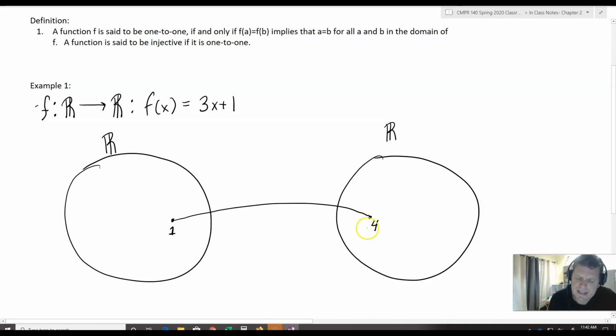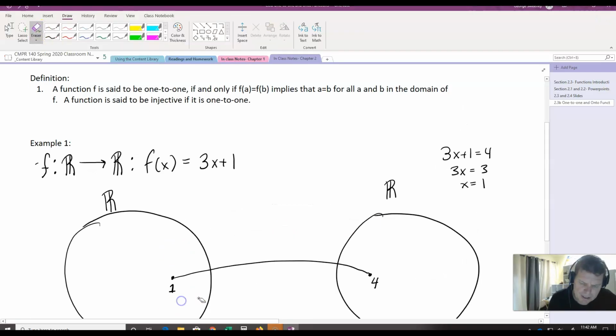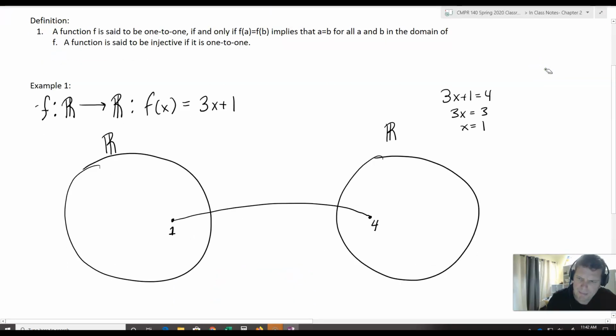Now what we want to know is, is it possible that we have an imaginary element a over here that's going to then also map to 4? And the answer is no. There's no way to actually get that. We can in fact even check it. If I take 3x plus 1 and I set it equal to 4, that's going to be 3x equals 3, and then x is simply going to equal 1. There's no other way to get anything else. And so consequently, this a must equal 1. So in fact, we can just get rid of that line. That's the only one that's going to map there.